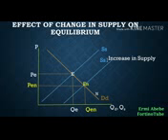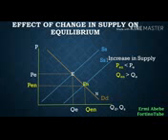So when supply increases we have this result: the new equilibrium price is less than the old equilibrium price and the new equilibrium quantity is greater than the old equilibrium quantity, and this is how we conclude.